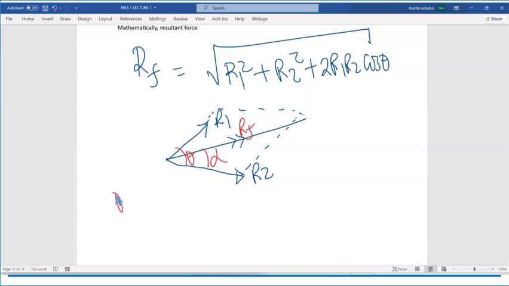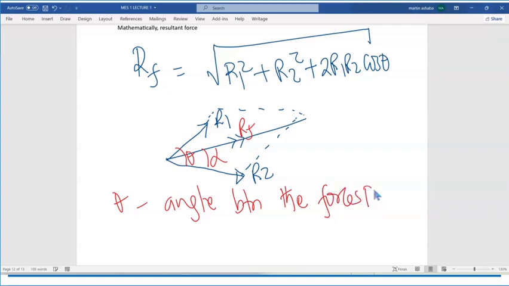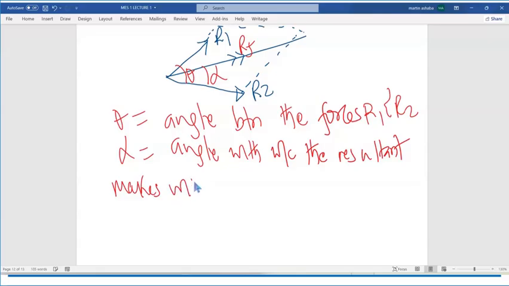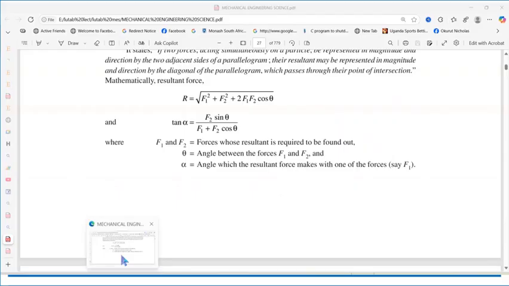So theta is the angle between the forces, maybe R1 and R2. Alpha is the angle with which the resultant makes with any of the forces. And this is how we get.